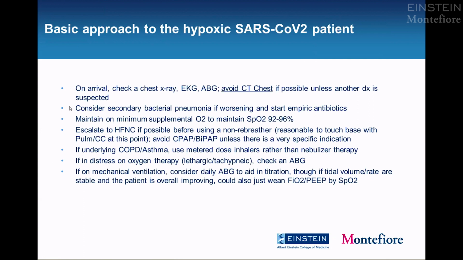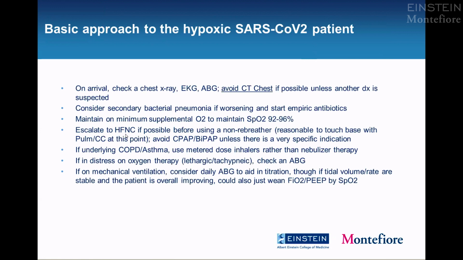in these patients. Have a very low threshold to start antibiotics, whether for a community-acquired or hospital-acquired pneumonia, because the risk of secondary bacterial pneumonia is very high in these patients. And this presentation can be subtle because they do come in with an abnormal X-ray and hypoxia. As I have mentioned, maintain a minimum supplementary oxygen level to maintain a saturation of 92 to 96%. If that fails, escalate to high flow nasal cannula before considering a non-rebreather.